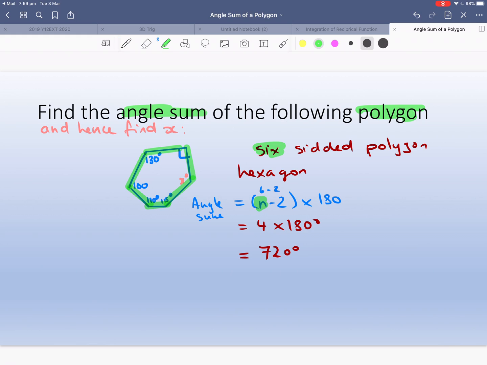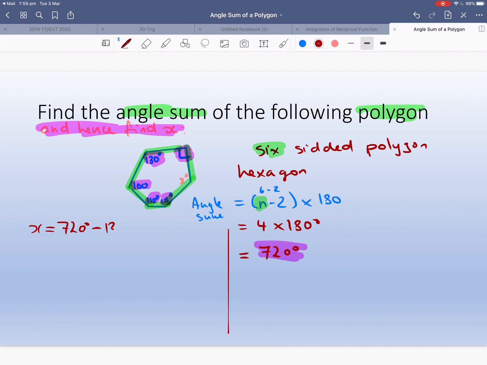And now I'll put an extra bit here. And hence find x. Alright, let's find x then. I'm going to put a line through the middle here. X equals, we've got to always start with what the final answer is, 720 minus all the other information. Minus 130 minus 100 minus 100 minus 115. And what does this symbol mean? 90. So I'm going to do that. Minus 130 minus 100 minus 110 minus 115. And I can't forget this one, which is 90.